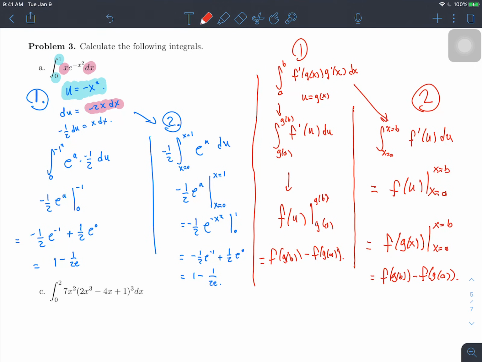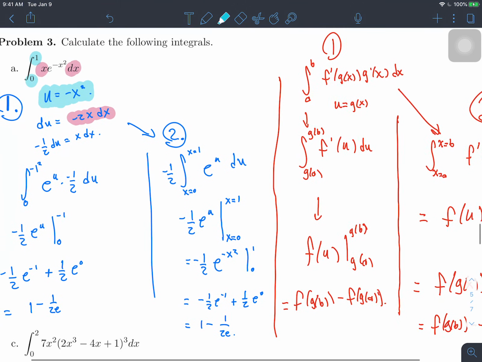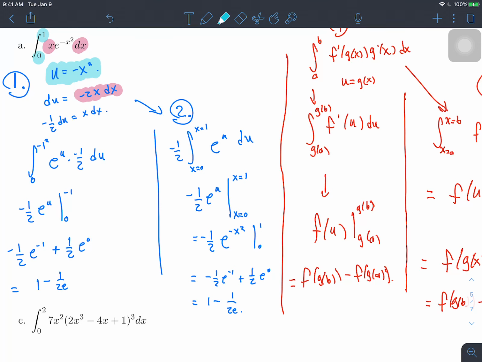Okay, so let me draw your attention to this column here with method one in red. The point here is to tell you exactly how to find the new bounds of integration. If we switch the bounds of integration, whatever we pick to be the function of x, which we call u, we just plug our bounds into that function to get the new bounds. So the new bounds will just be not from a to b, but from g of a to g of b, where u equals g of x. Okay, that's really what's going on there.